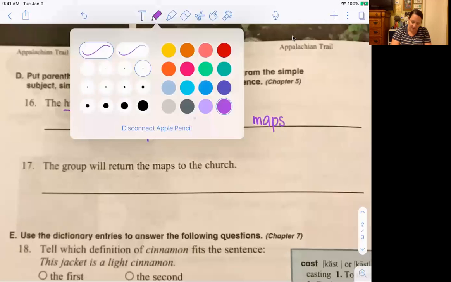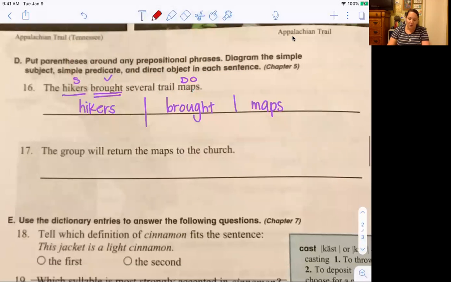Okay, let's do number 17. The group will return the maps to the church. What is our prepositional phrase? To the church. So we know we're not going to find any information in there. That's just a prepositional phrase. The group will return the maps. What's our verb? In this case, it's a verb phrase. Will return. Good. Who or what will return? Group will return. And what will they return? Maps. So maps is your DO.